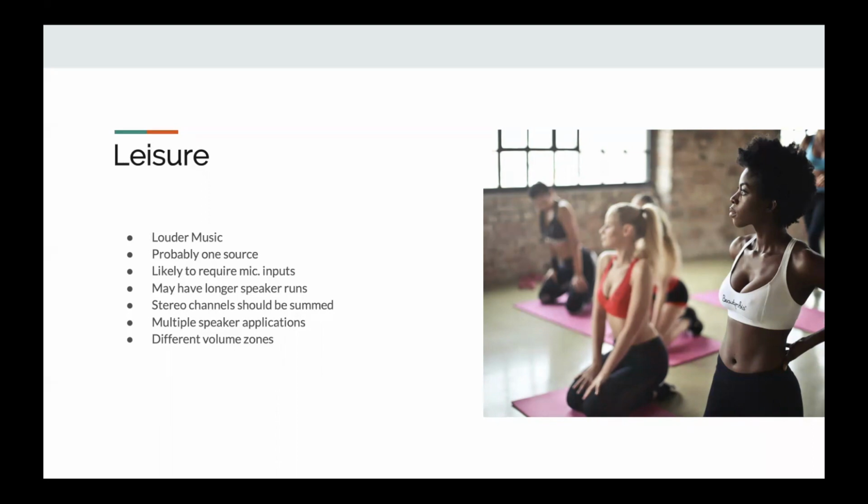You're definitely going to have multiple speaker applications, and they're going to be very wide. So you're probably going to be going everything from background music right the way through to high-level PA. So you need to allow for that. And undoubtedly, there will be different volume zones.